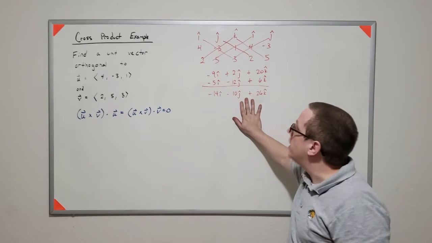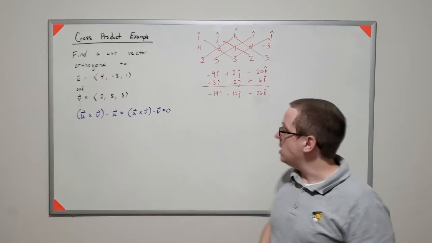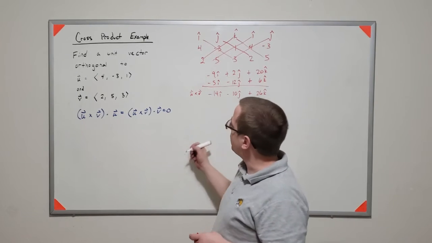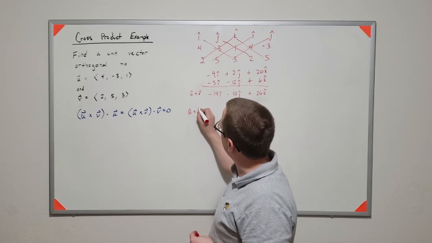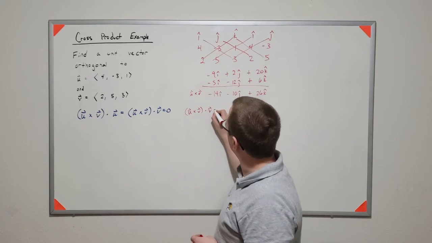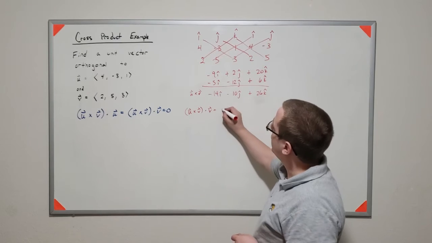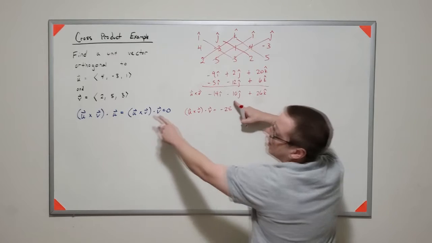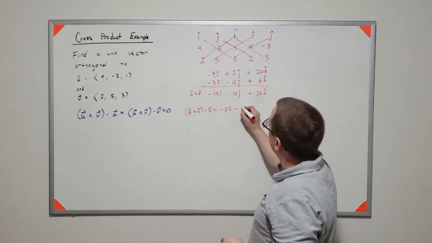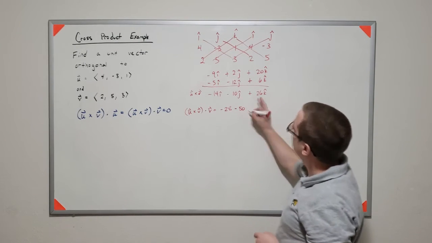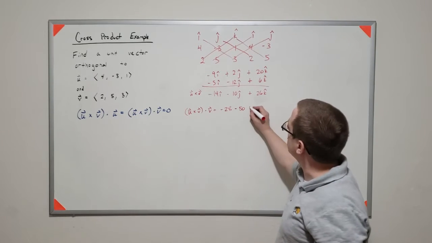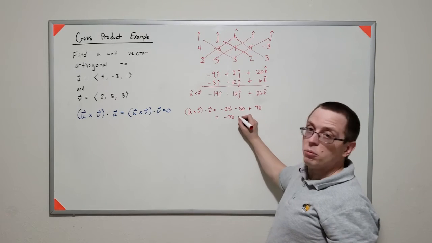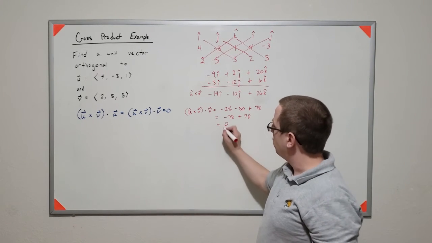Well, the way we want to do that is let's check by dotting it with V. So if I say U cross V dot V, I get -28. So -14 times 2. -10 times 5 is -50. And 3 times 26 is positive 78. So that's -78 plus 78, which is 0.